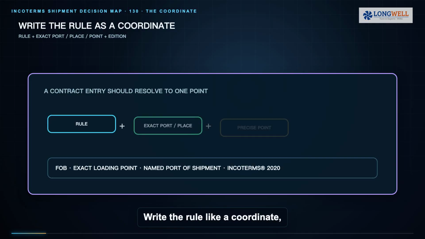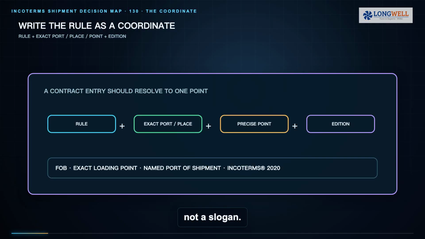Write the rule like a coordinate, not a slogan. A usable contract entry names the rule, the exact port, place, or point, and the addition. For example, FOB a specified loading point at a named port of shipment, Incoterms 2020. FOB China, CIF your country, or DDP door leaves the critical handoff blurry. The named point is where your cost and risk map becomes auditable.